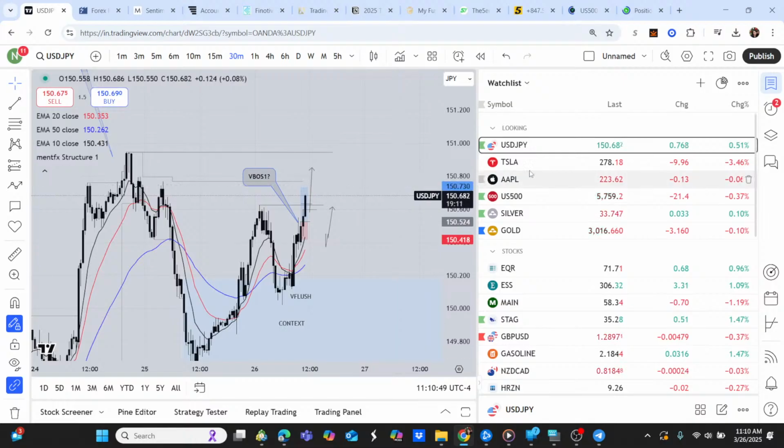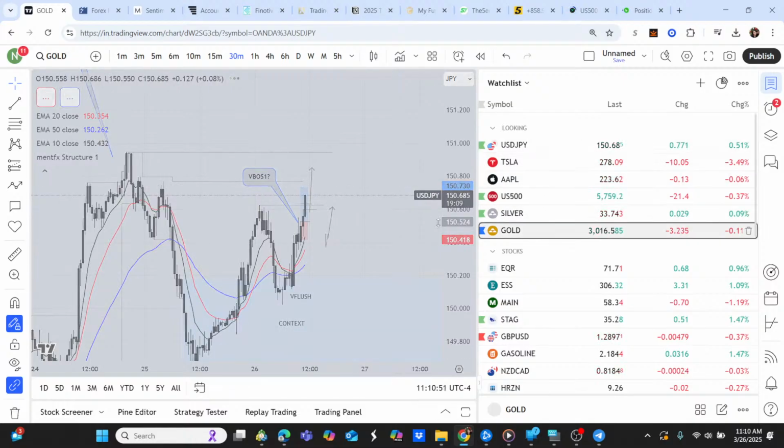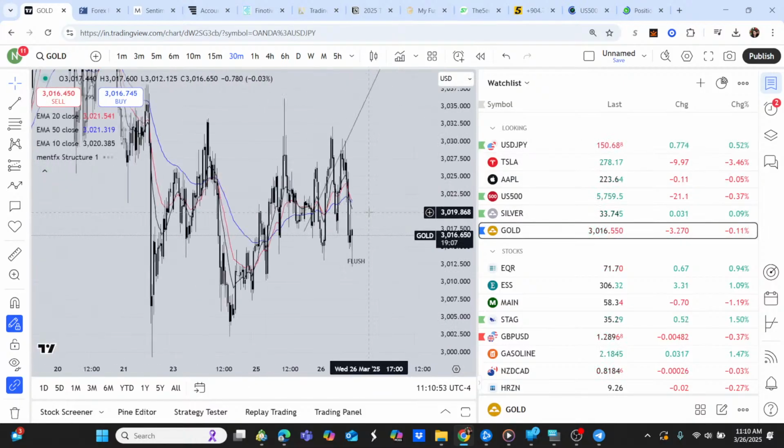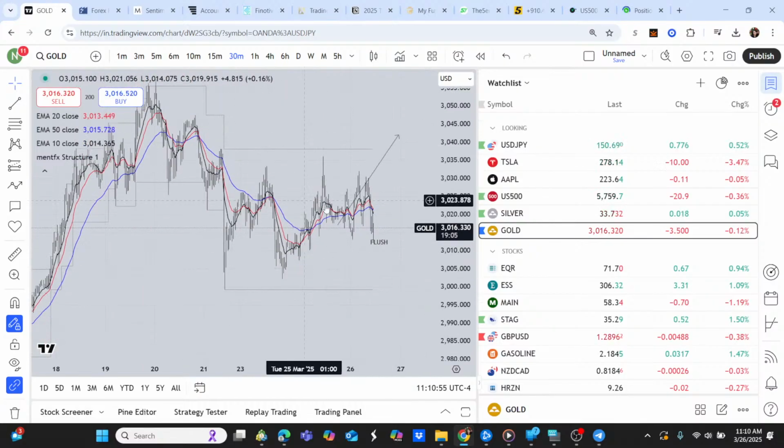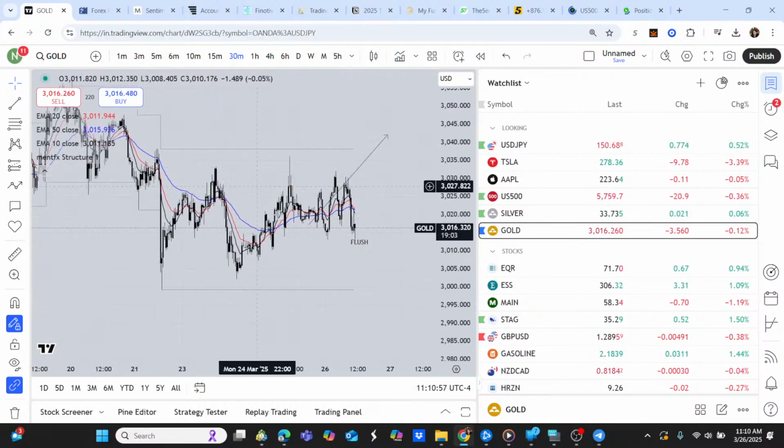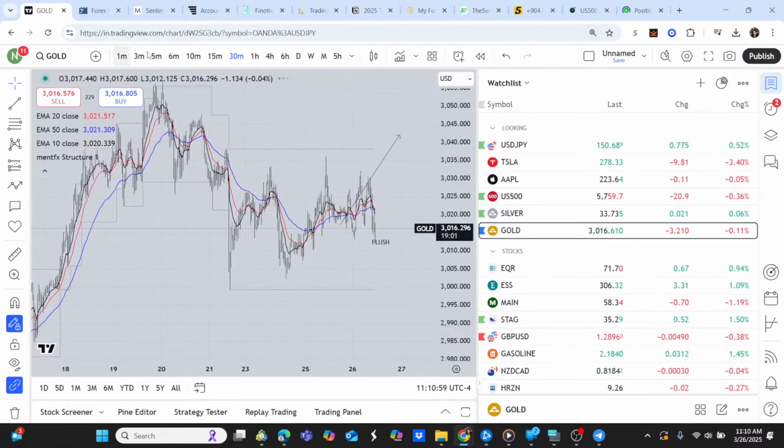So an example like this, if I go on to something like gold, I've been bullish on gold, right? But right now the market condition for gold is choppy. It's not showing me anything for me to even enter on a 5 minute.